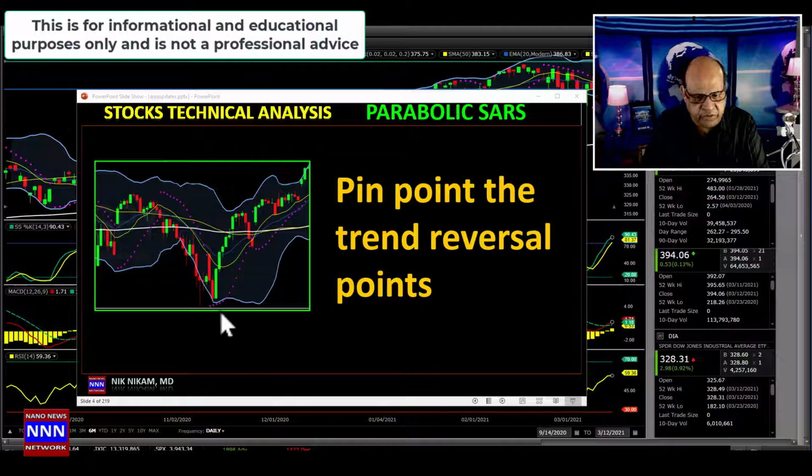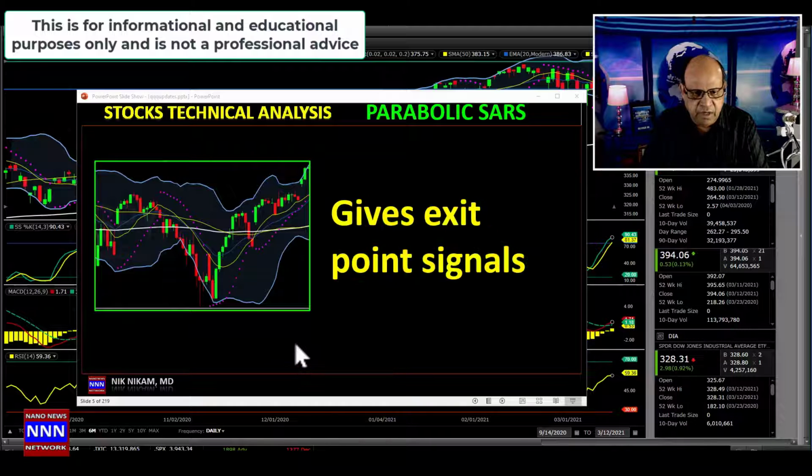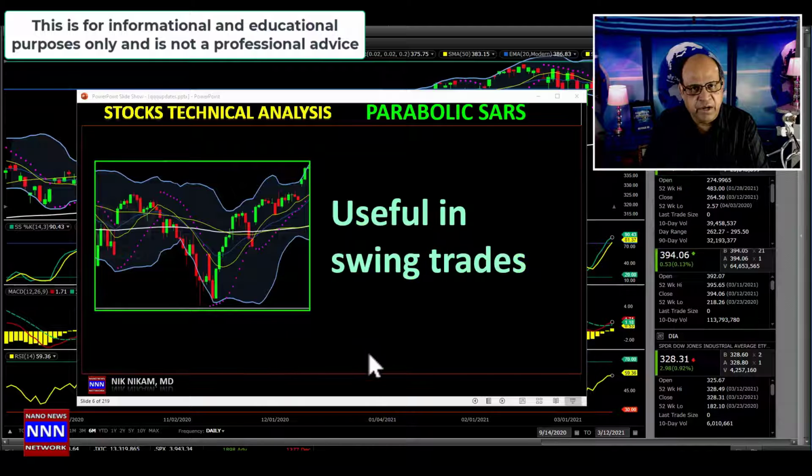The parabolic SAR helps you to identify and pinpoint the points of change or reversal in the trends and helps you to pick a point where you can either enter the market long or short the market. It also gives us signals as to when to exit a particular long trade or short trade. It is useful, as I said before, in swing trades where you can short the stock here, turn around and follow these trends and reverse your positions.